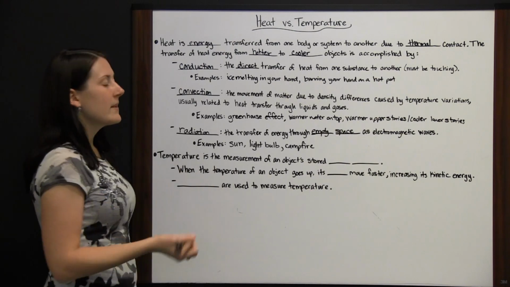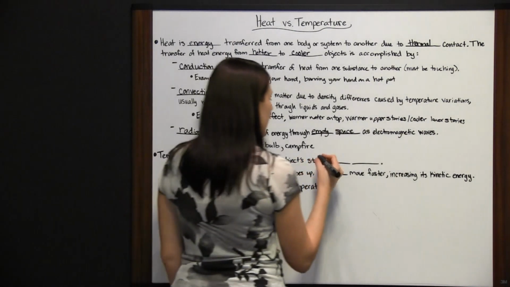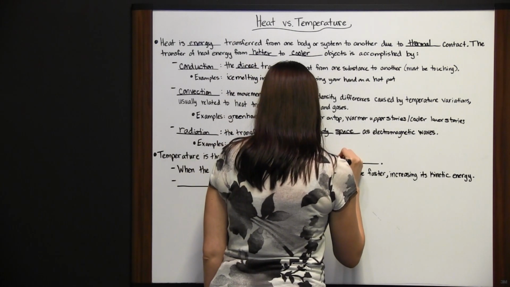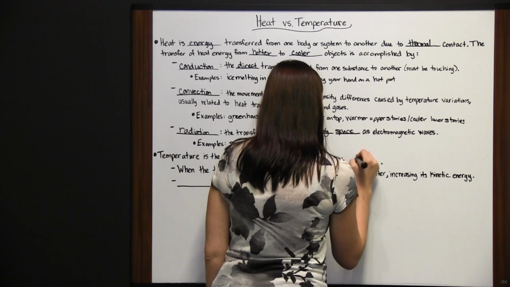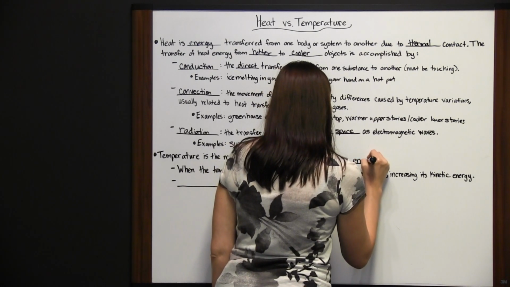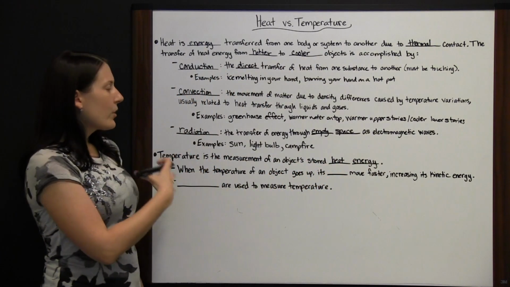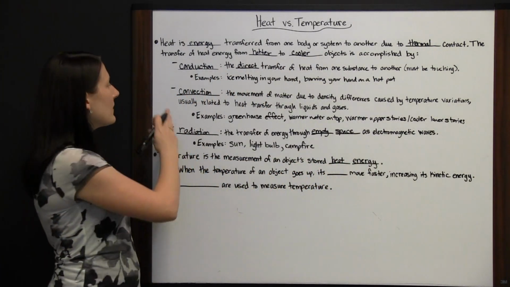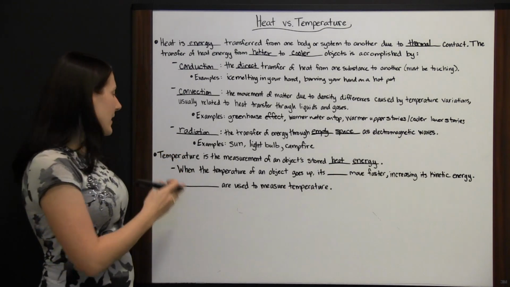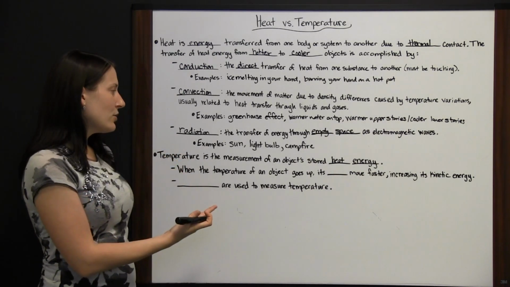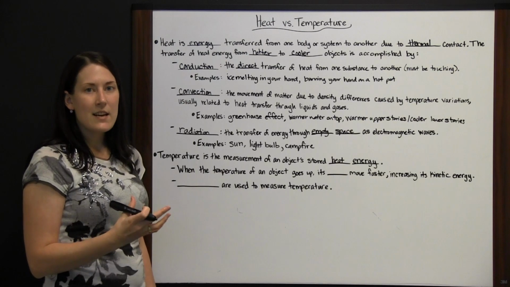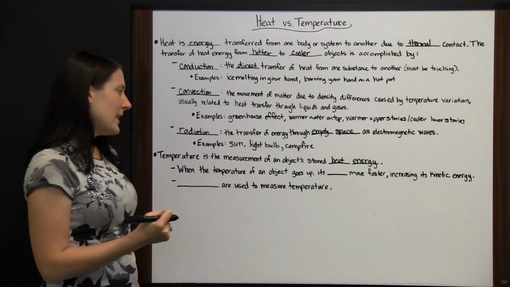Now, temperature is the measure of an object's stored heat energy. So how much heat energy could this object give off if it touched something else, or if it were to release some of its heat energy via convection or radiation? So that's what temperature is. It's the measure of an object's heat energy that's stored within it.